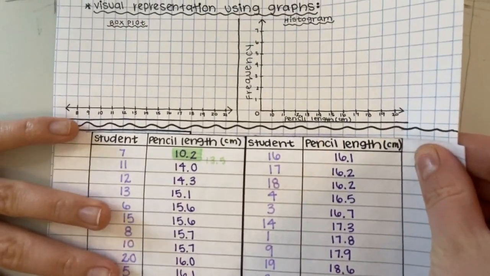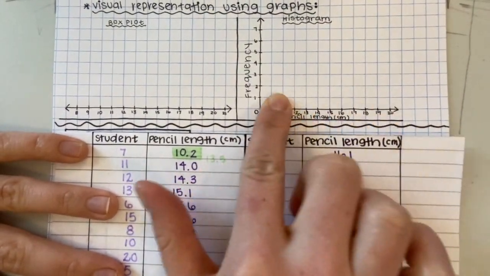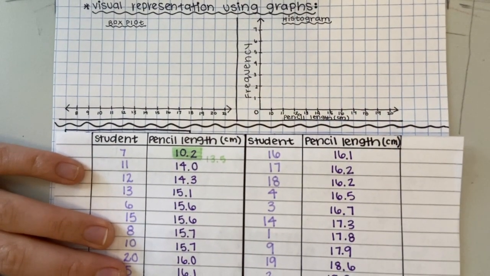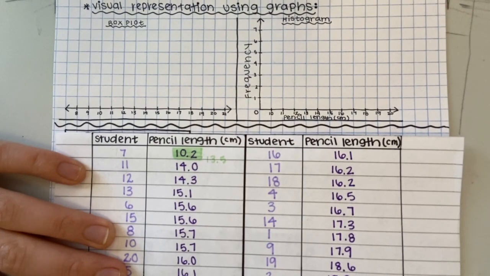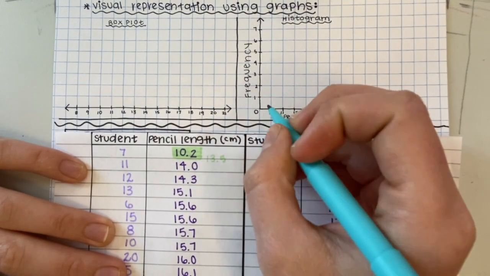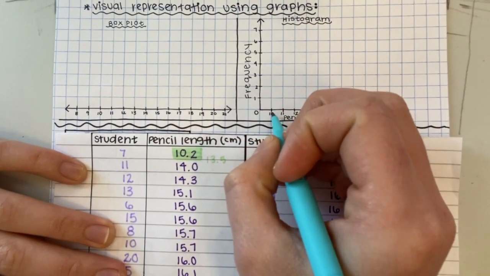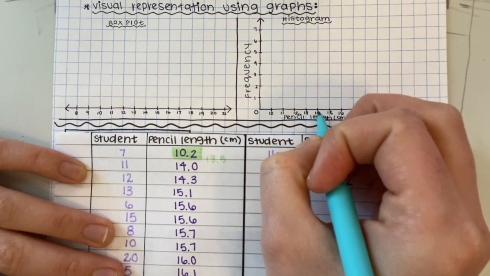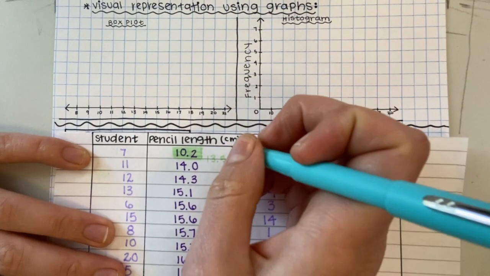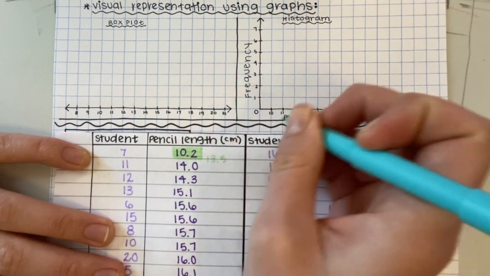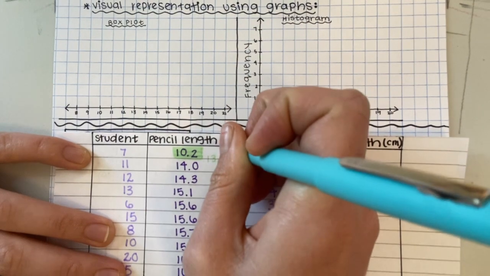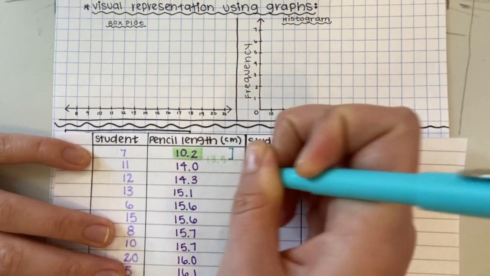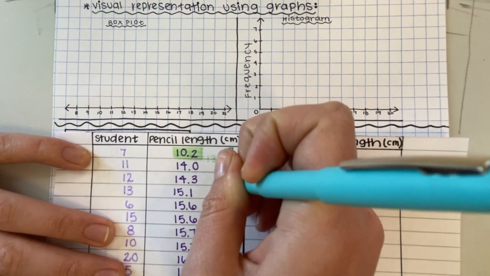So if I am looking at my histogram first, which is over here, we are going to want to think about how the data is grouped. We've got our first bin, which is from 0 to 10, another from 10 to 11, 11 to 12, 12 to 13, 13 to 14, and so forth. My first bin is not going to have anything. Then we've got this 10 by itself. And then from 14 to 15, we've got 2.